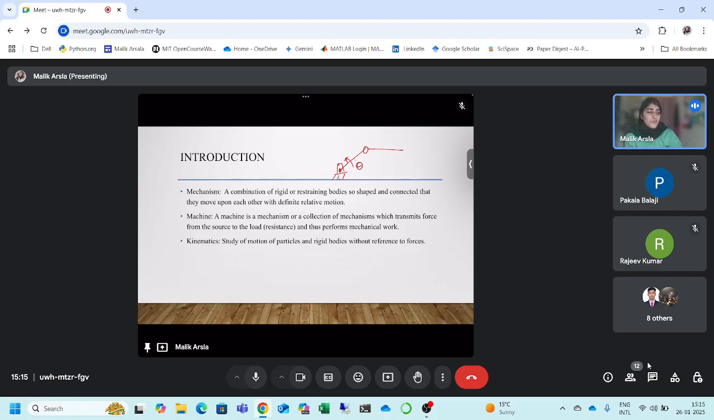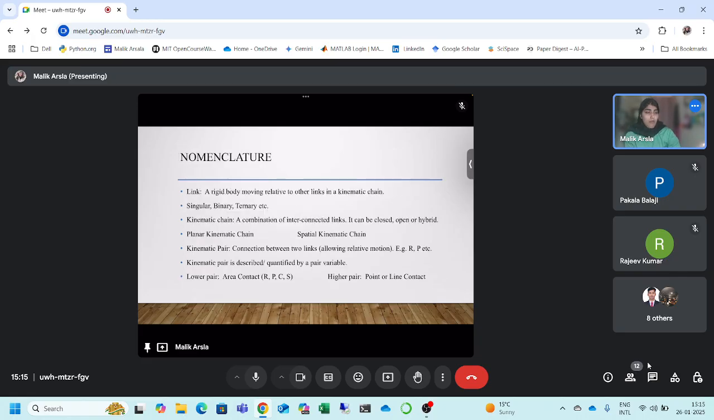This is basically what we are going to learn in this course. Now, briefly revising the nomenclature, what do you mean by a link? A link is a rigid body. Do you all know what a rigid body is? Can anyone tell me what a rigid body is? You see this term here. Can anyone tell what we mean by a rigid body?